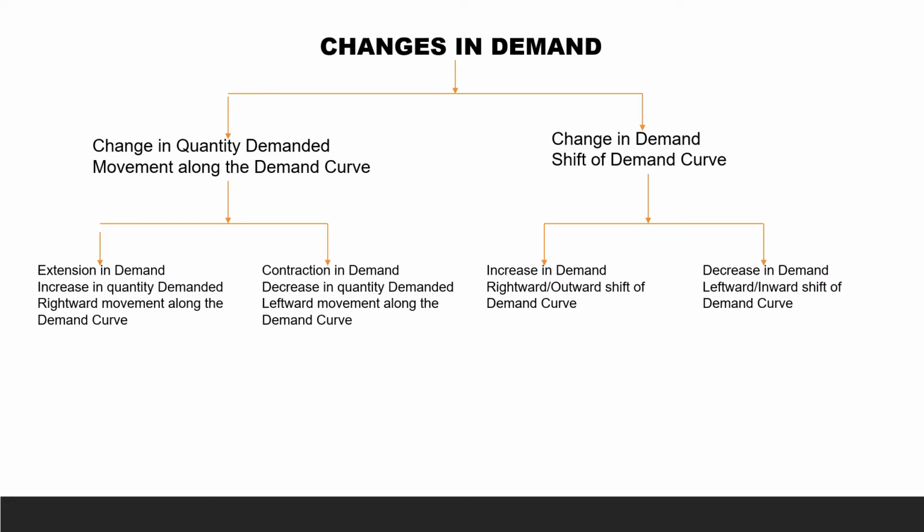along the demand curve. Change in demand is also of two types: increase in demand, or rightward or outward shift of the demand curve, and decrease in demand, or leftward or inward shift of the demand curve. Now let us explain this change in demand and change in quantity demanded. What is their difference?